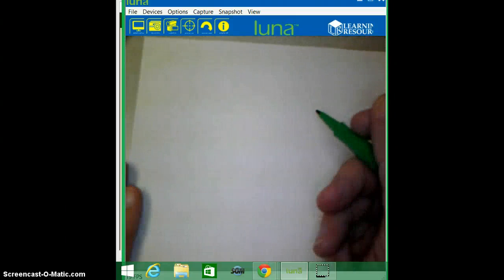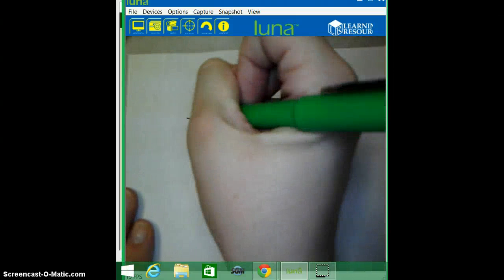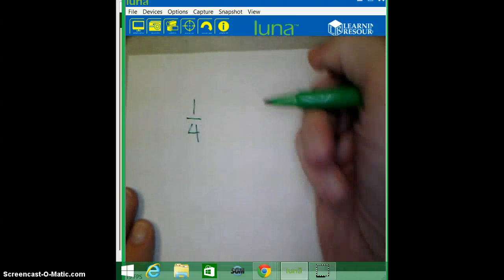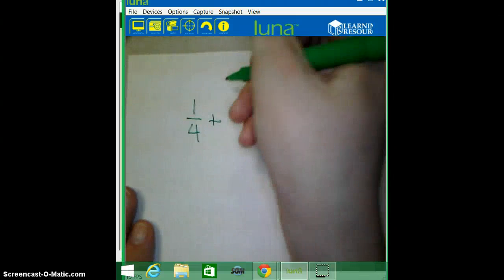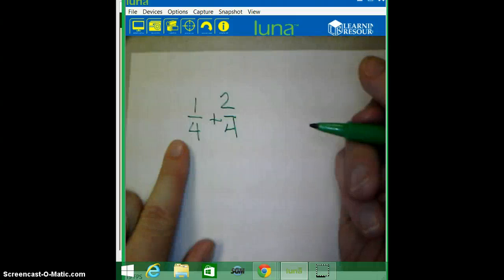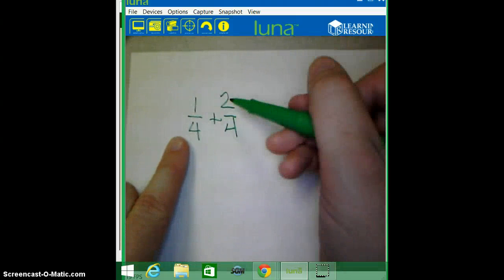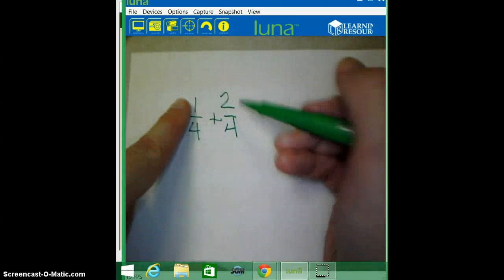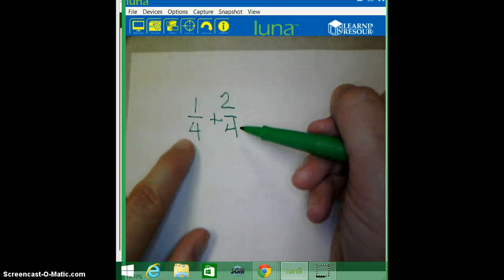All right, so let's talk about adding fractions with like denominators. I'm going to start off with 1/4. Here it is, and then I'm going to put plus 2/4. Now, if you remember from the last video, we've got numerators, our top numbers, and denominators, our bottom numbers.